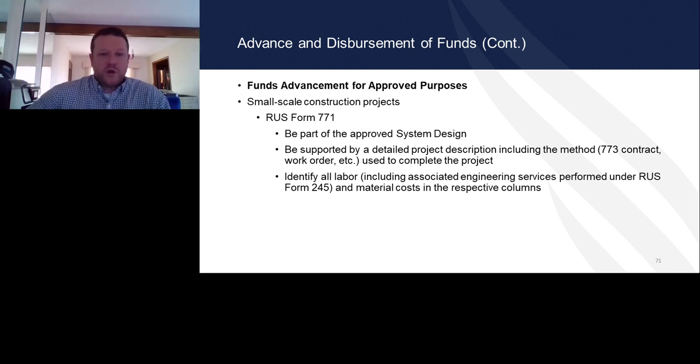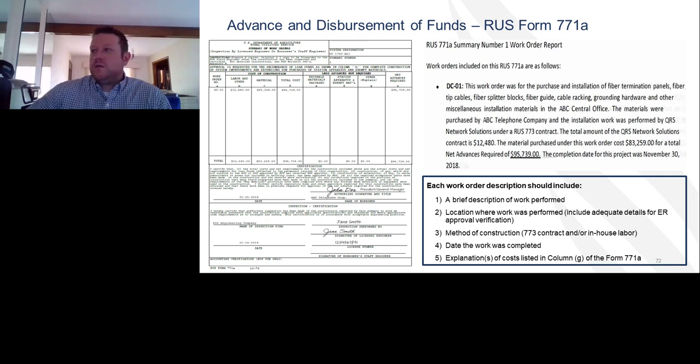Small scale construction, RUS Form 771A, must be part of the approved design, must be supported by detailed project description, and identify all labor, including engineering services performed under the RUS 245, and material cost in the respective columns. And this is what you see is the Form 771A. If you look at it, there's the work order. On the first column, there's the work order number, labor and other materials, and then total costs, and then net advance requested.